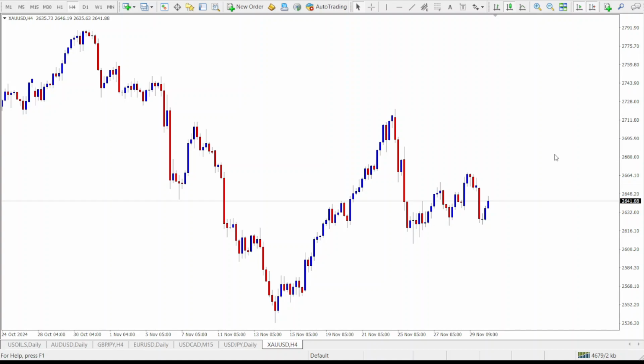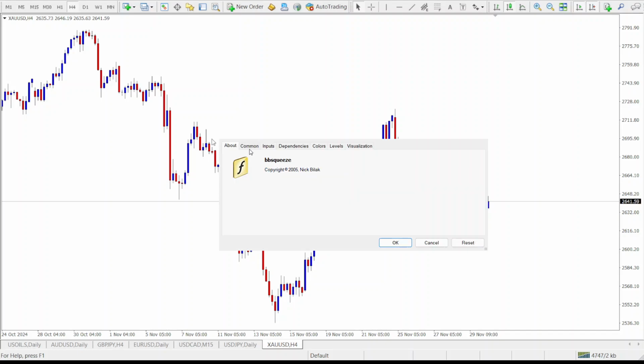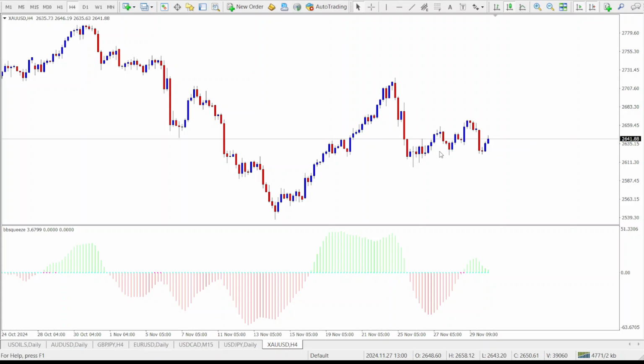In this video, we are going to discuss the BBsqueeze indicator. The BBsqueeze indicator is a custom indicator and it helps traders to spot bullish and bearish trends early. I'm going to add the BBsqueeze indicator to the charts right away, and we are going to look at how to use this indicator effectively.